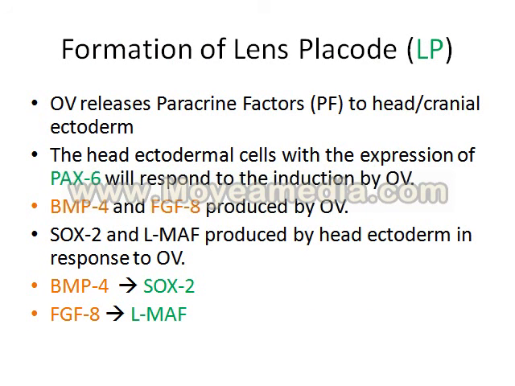The optic vesicle releases certain paracrine factors to the head or cranial ectoderm. The head ectodermal cells with the expression of PAX6 will respond to the induction of the optic vesicle, as we've already discussed in the previous slide. A point to notice is that PAX6 expression is very important in the head ectodermal cell for the induction by the optic vesicle. If there is no PAX6, there is no induction, as simple as that. People with a homozygous condition for loss of function mutation of PAX6 lack eyes altogether. So basically PAX6 is very important for development of the lens and retina.